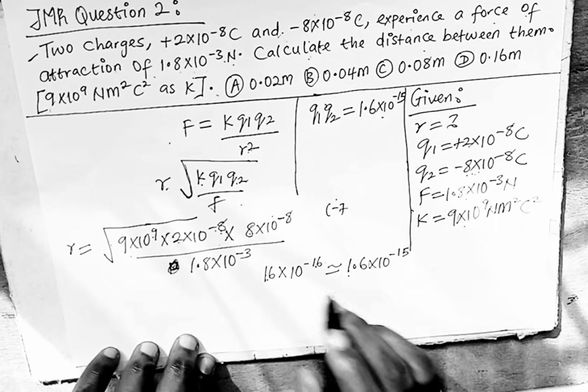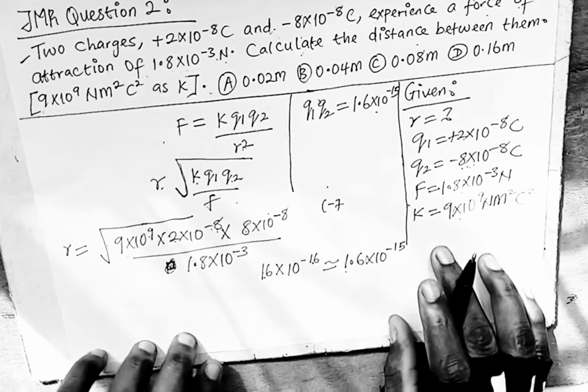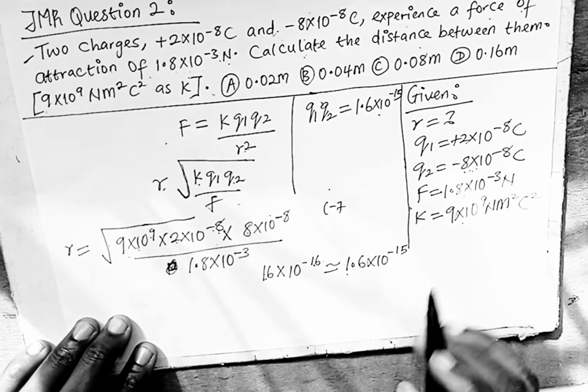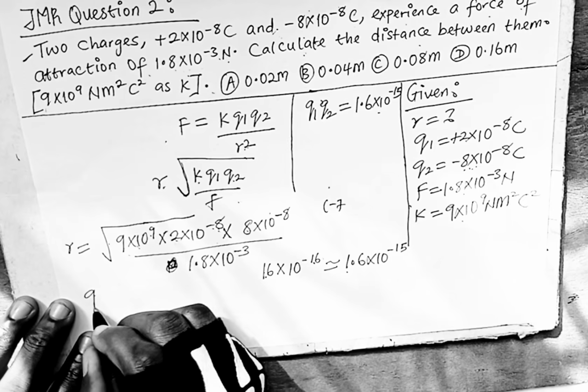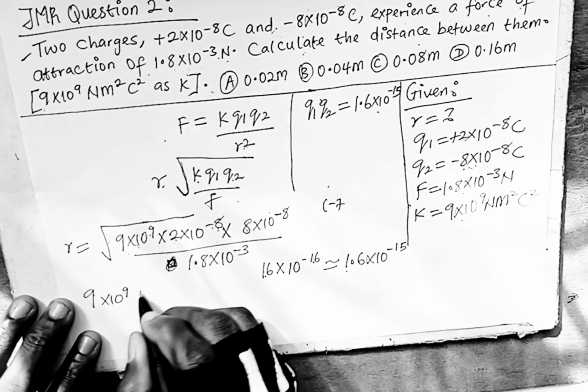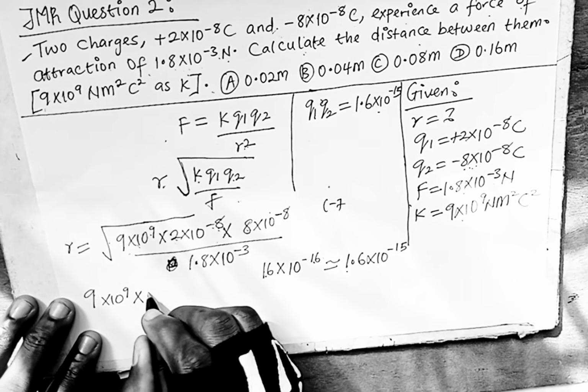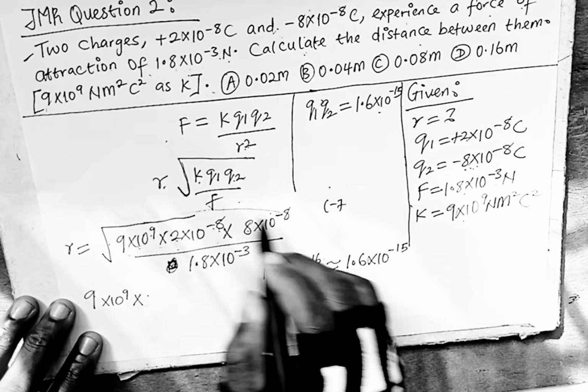Then we still do the numerator. We are now going to be left with 9 times 10 raised to the power 9 times this one, the point charges product. Then we get the numerator.